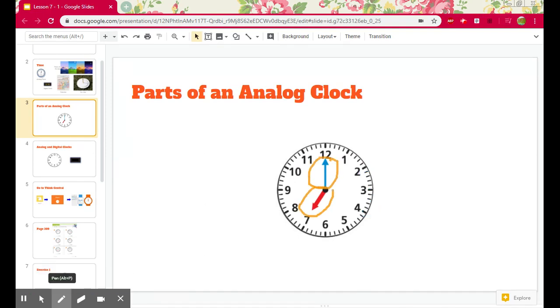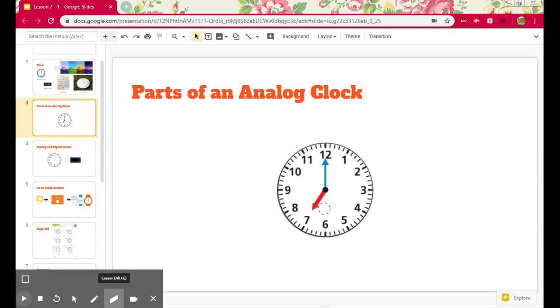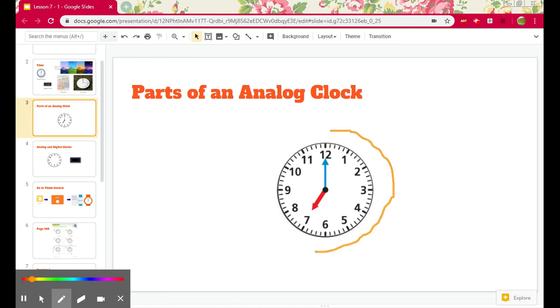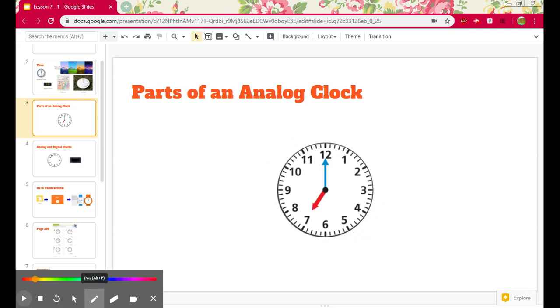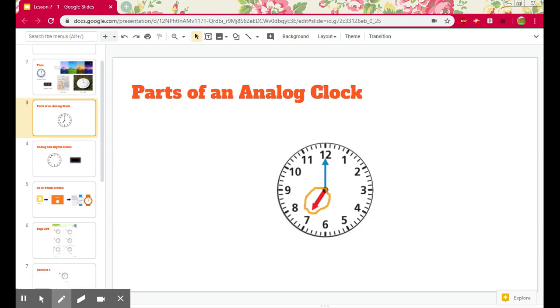These two parts of a clock are called hands. Are the hands exactly the same, or are they different? The hands are not the same. One is longer than the other. The minute hand is longer, and the hour hand is shorter. What else do you know about the hands of a clock? What do they do? They move in a circle around the clock, like this. The hour hand moves slowly, and the minute hand moves quickly.